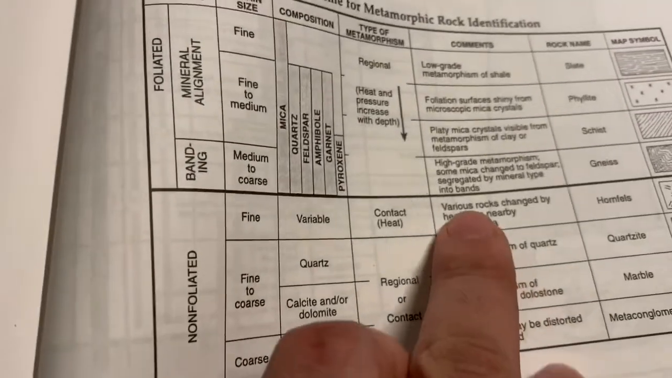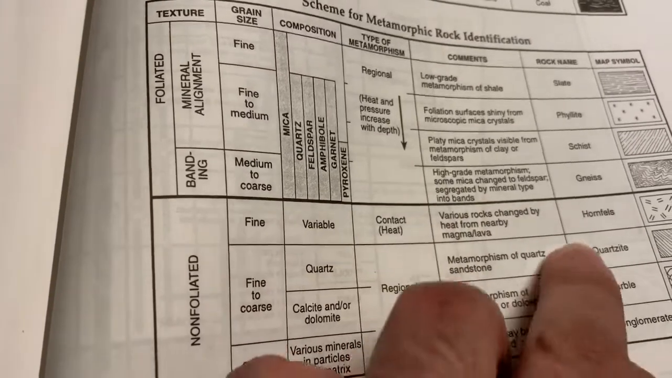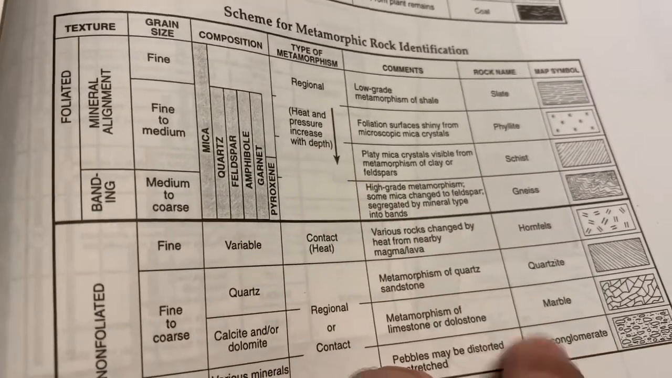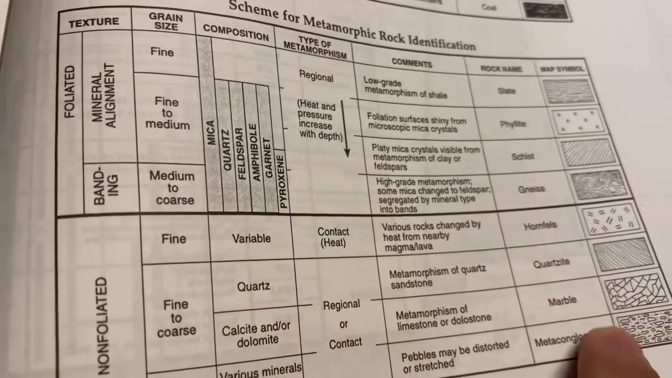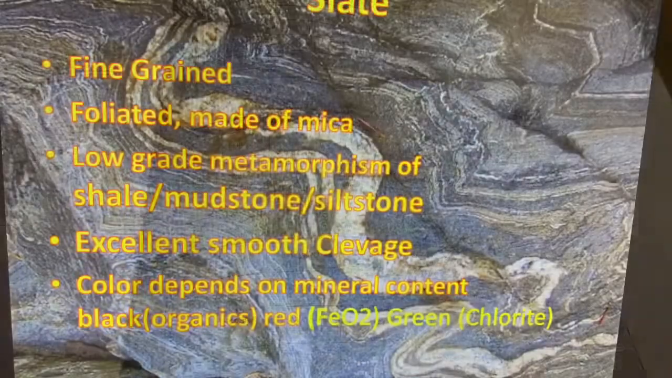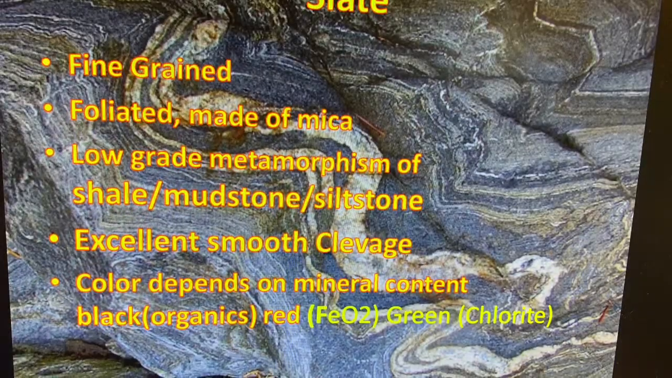And then right here, once again, you've got your comments about them. You've got the names of the different metamorphic rocks, and you've got the symbols. Really, really important that you guys know this chart. So the first rock we're going to talk about is slate.